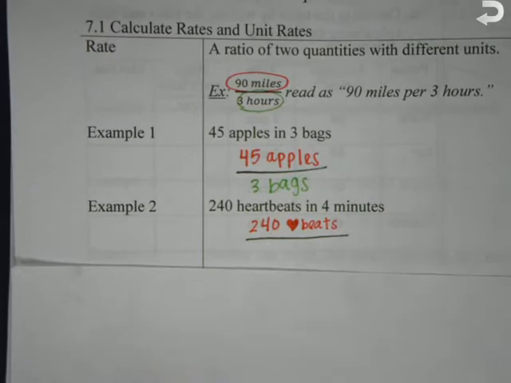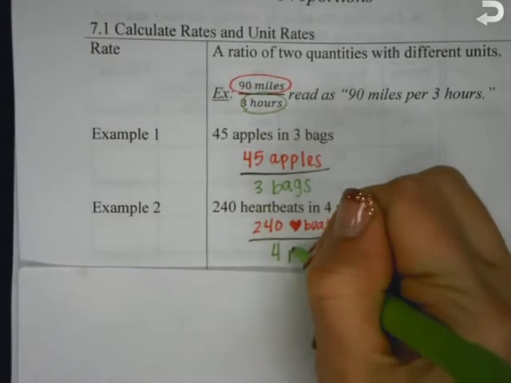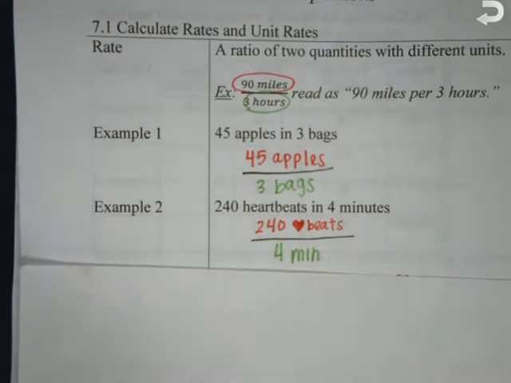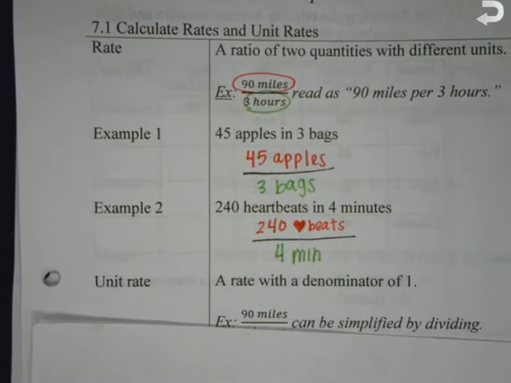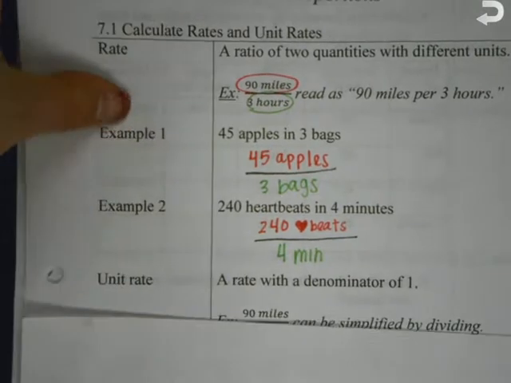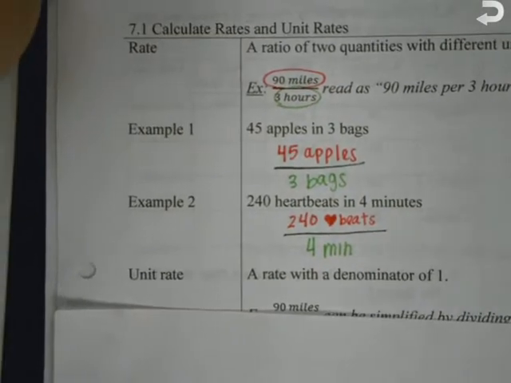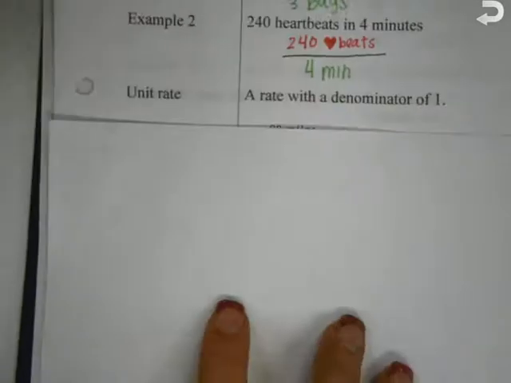So now we need to define what a unit rate is, now that we know what just a regular rate is. So a unit rate is a rate with a denominator of 1. So make sure you write that definition. A unit rate is a rate with a denominator of 1.